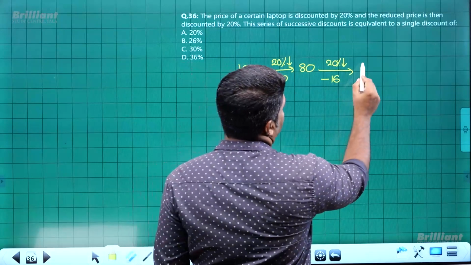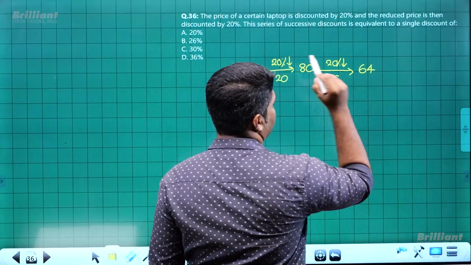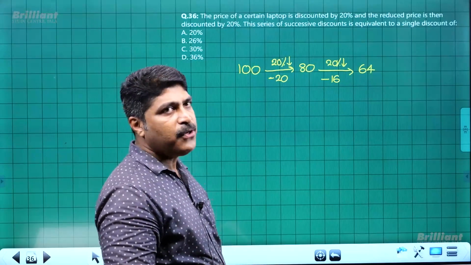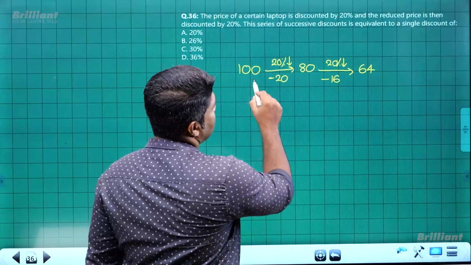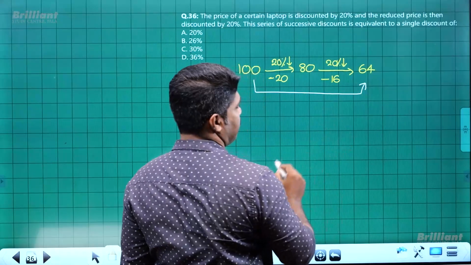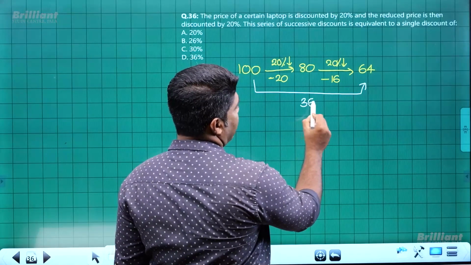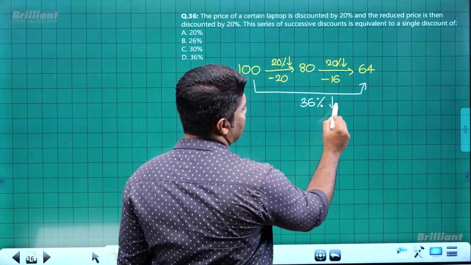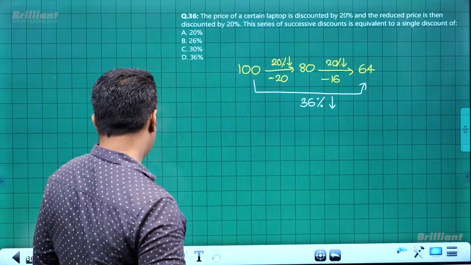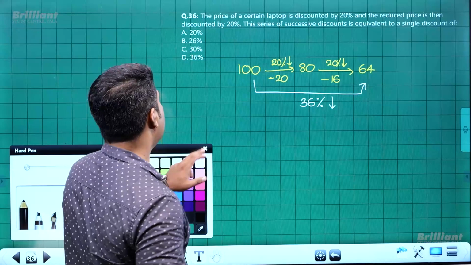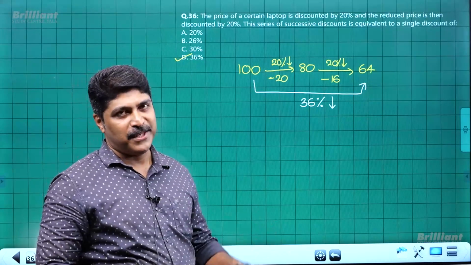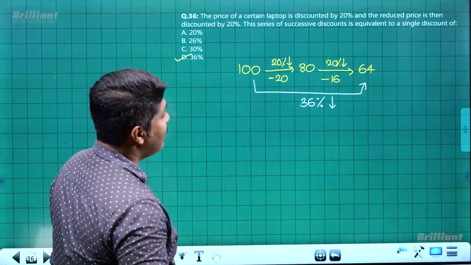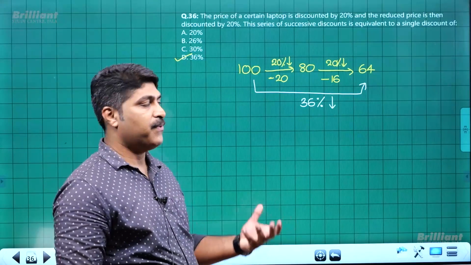Then what will it become? This becomes 64. So then you have to find the net decrease that occurred here. This 100 becomes 64, so there is a discount of 36%. That's the effective discount. So here our answer is 36%. Either you can apply this method, or there is another direct approach for this kind of question.